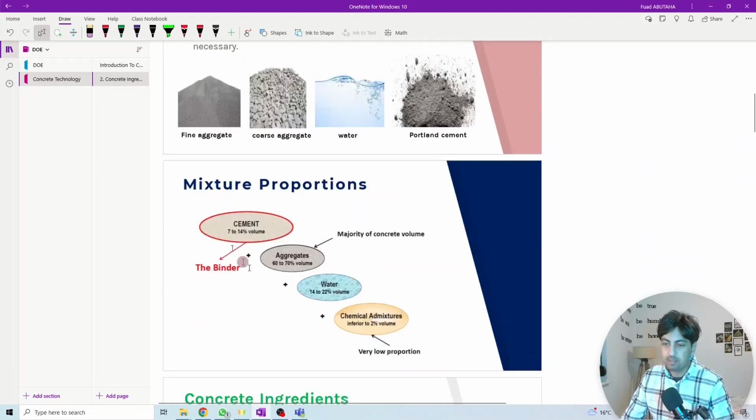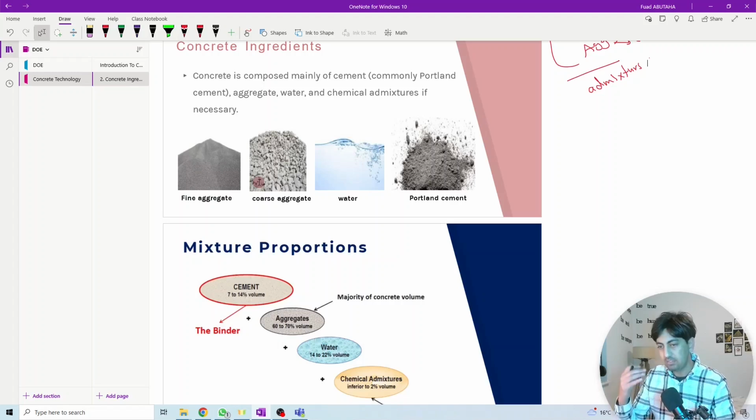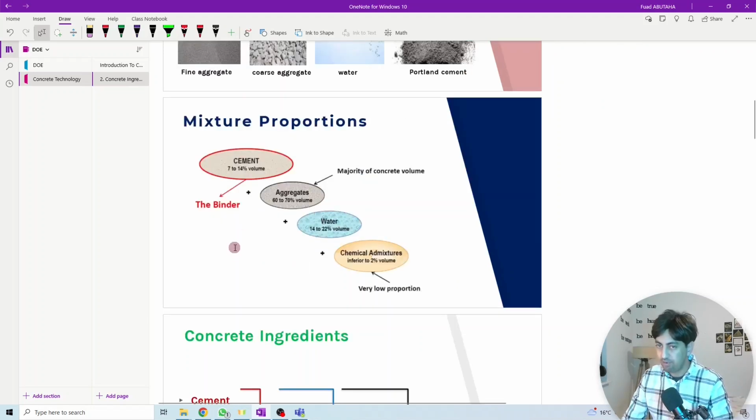These different materials can be mixed in different ratios, and the percentages of these materials differ from one mix to another. We don't actually mix the concrete in the same way and the same volume. No, the concrete is mixed in different ratios, and these ratios affect the strength of the concrete. So the concrete is mixed with different ratios based on your target strength.